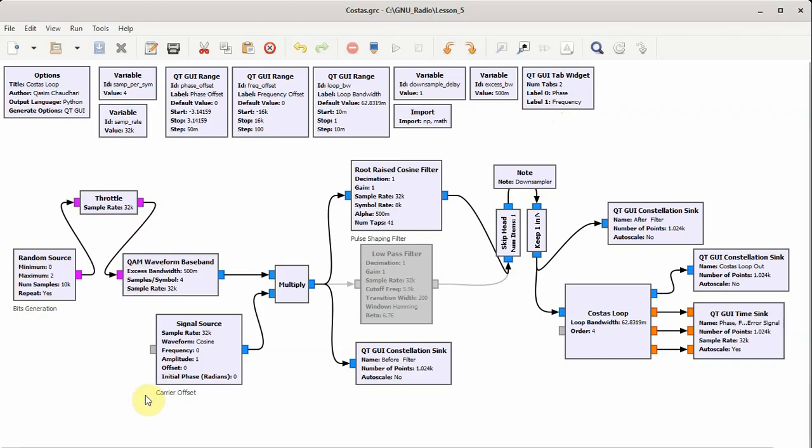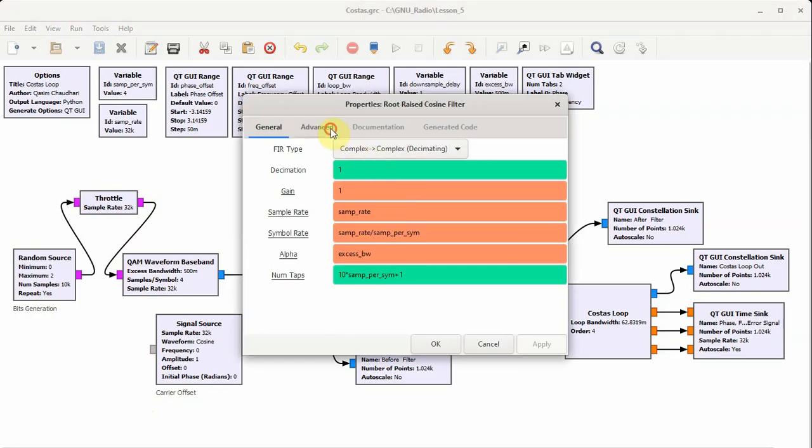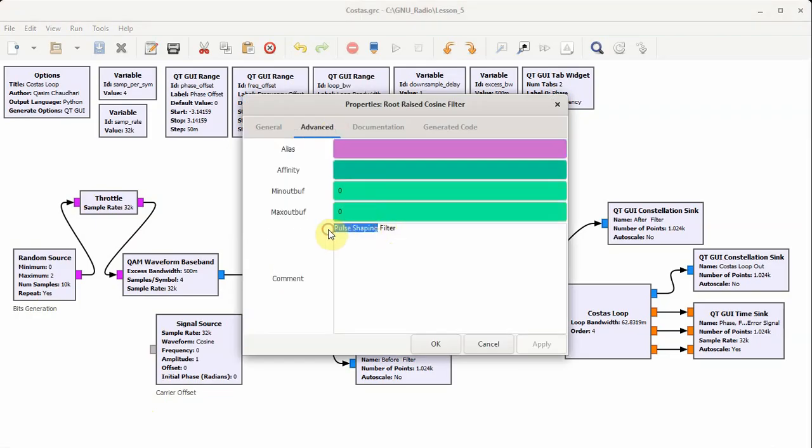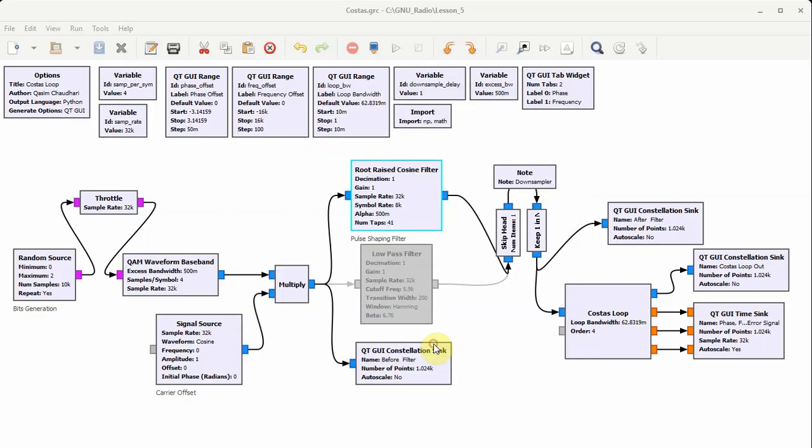And here comes the interesting part. There is a mistake I have done here. This should have been a matched filter. I have included a signal source here with which the waveform is being multiplied. Why? Because I want to introduce a frequency offset in addition to the phase offset.